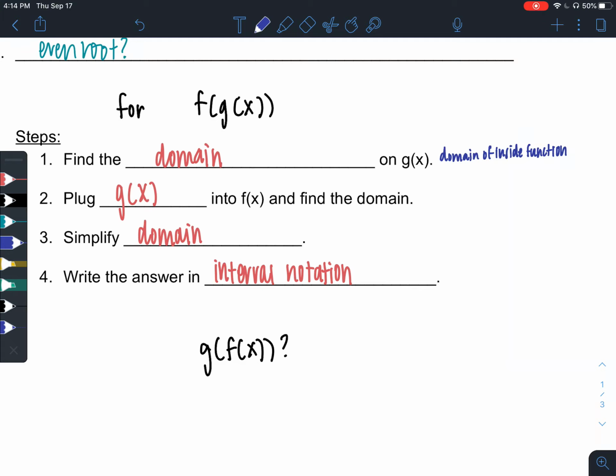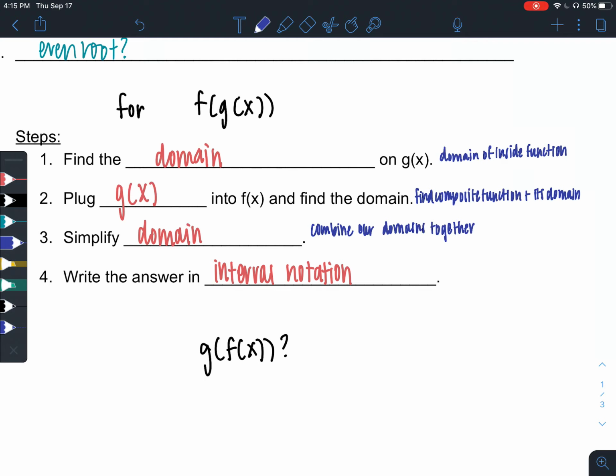So find the composite function and its domain. Then we want to simplify our domain. So we need to combine the domains together. Then finally, we want to write the answer in interval notation, which you have practiced before.